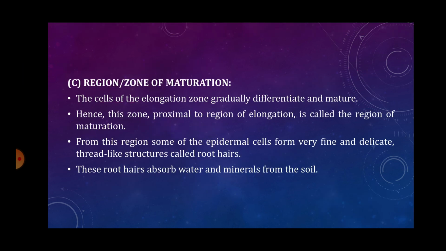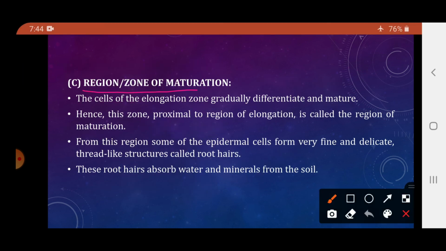And finally is the region or zone of maturation. So what is the region or zone of maturation? Basically, this region lies above the elongation zone, that is, the meristematic zone is at the bottom, above it is the elongation zone, and above the elongation zone is the zone of maturation.